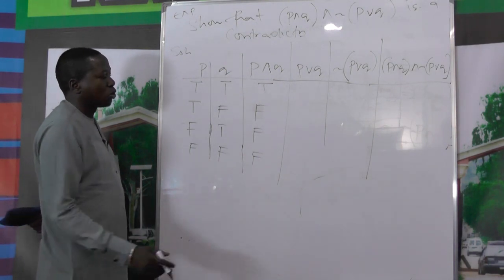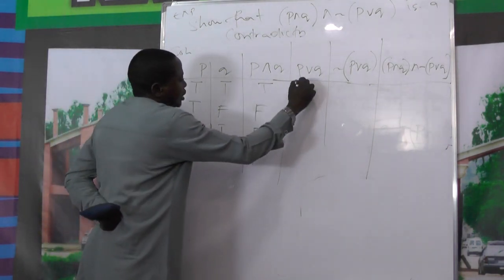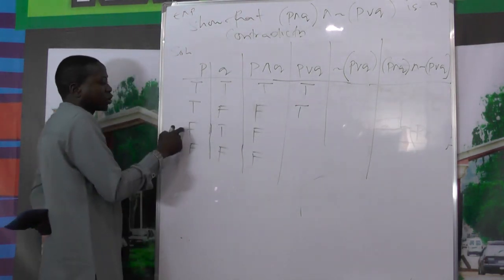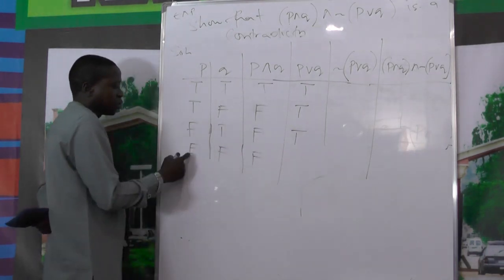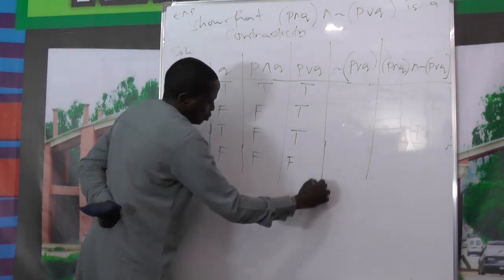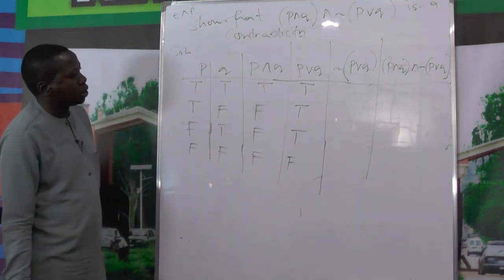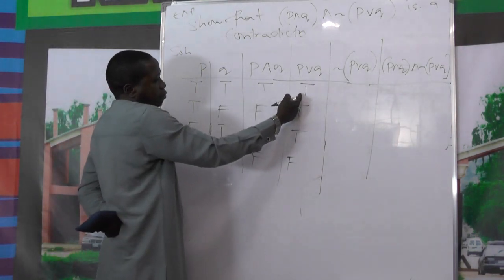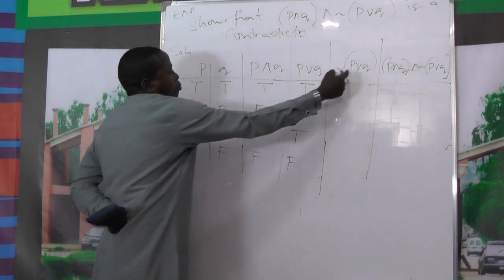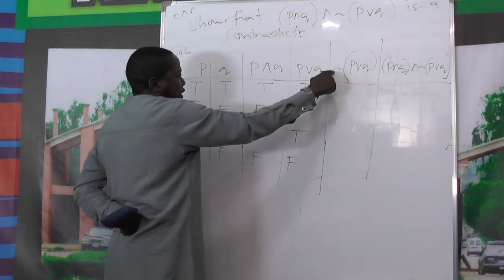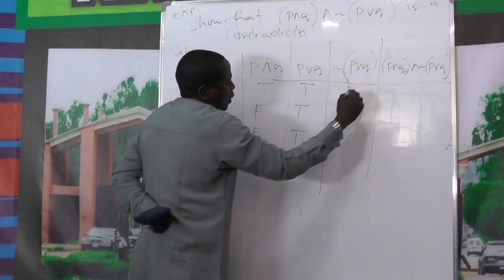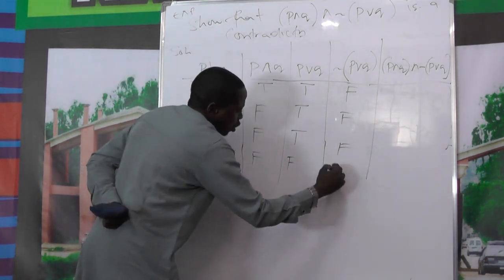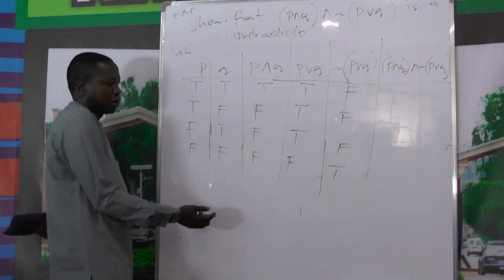This one is what? Disjunction. So now T or T, we have T. At least one must be true. T or false, we have T. False or T, we have T. False or false, we have false. Under disjunction. This one, negation. We are negating this one, P or Q in the bracket. And the outside is what? Negation. So now this one becomes false. This one becomes false. This one also becomes false. And this F becomes true, since it is negation.